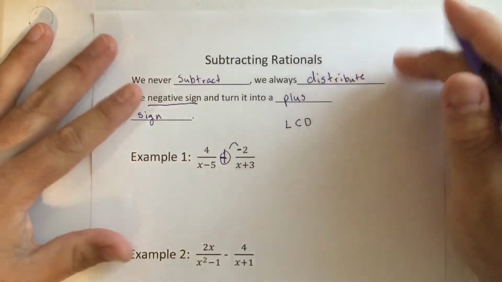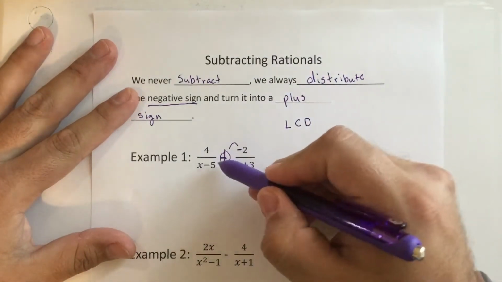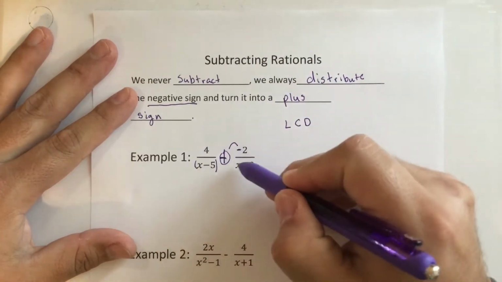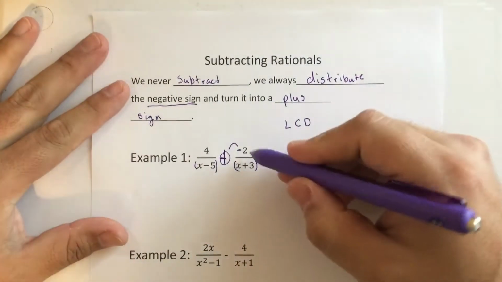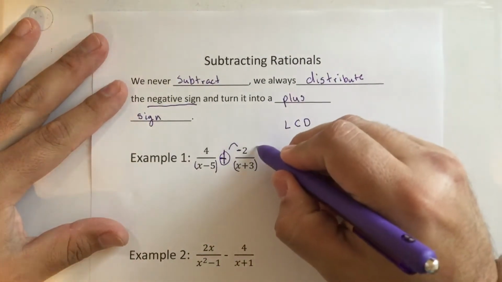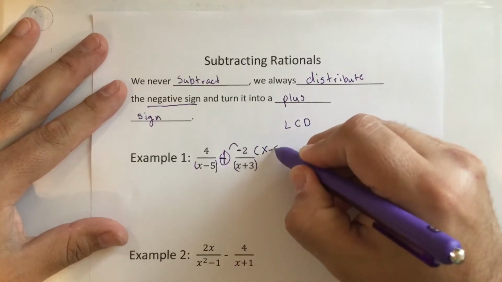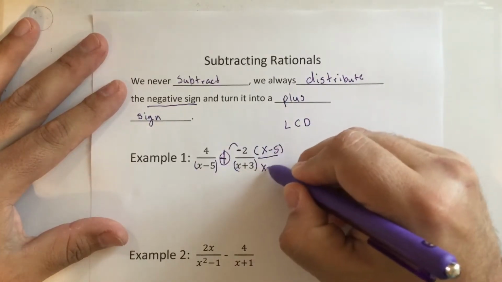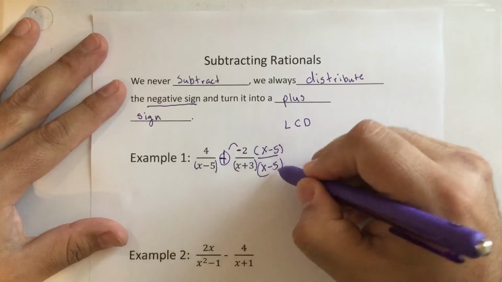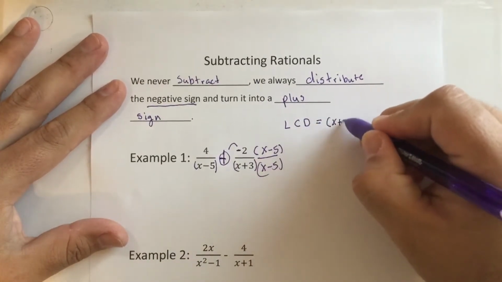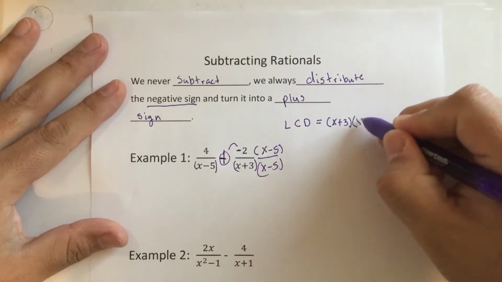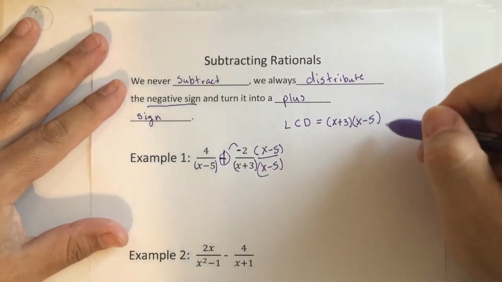So in this situation, notice that the divisor, x minus 5, that's the total divisor, and x plus 3, that's the total divisor. Notice they're missing pieces. On this side, it's missing the x minus 5, so I'm going to multiply the top times x minus 5, as well as the bottom times x minus 5. That tells me that my LCD is actually equal to x plus 3 times x minus 5. So that's what my LCD is going to be.